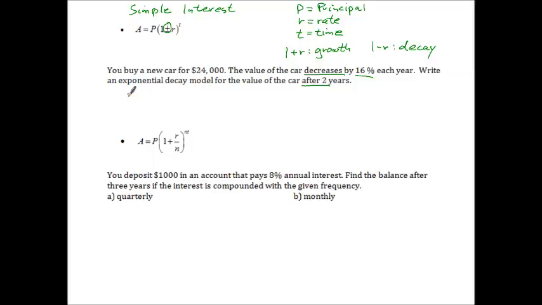So the amount or the value of the car after 2 years is going to be $24,000, which was the beginning, times 1 minus r, and the rate, when we do that, we always have to show it as a decimal, not a percent, so it's 0.16, and all that gets raised to the power of 2, because t, our time, is 2 years.